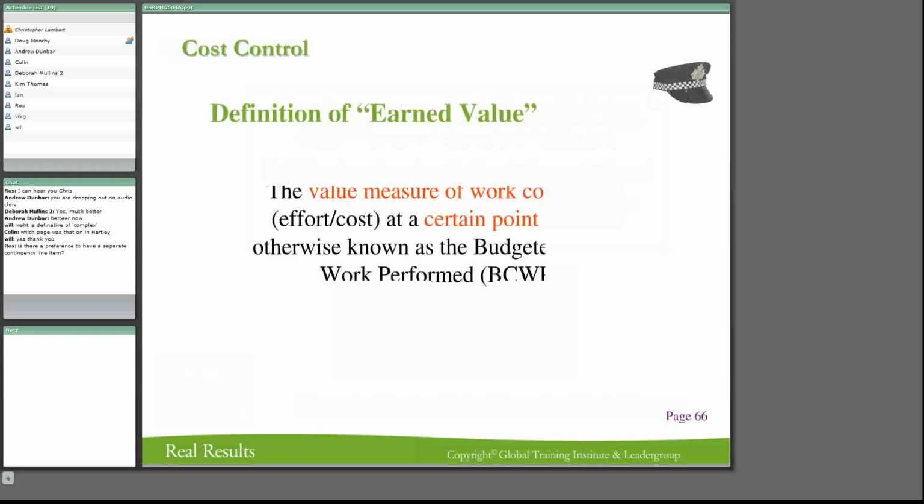Now, cost control. Let's look at earned value. It is the measure of work to be completed, or in other words, the effort against the cost at a certain point in time. It could be known as budgeted cost of work performed. So it's effort over cost. How much did this take? How much effort was put into this? How many man hours were put into this against how much it actually cost?